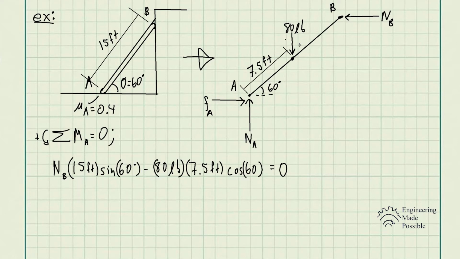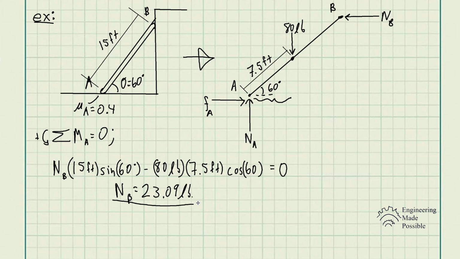Then we have the 80 pounds force also having a moment about point A, but it's negative: negative 80 pounds times 7.5 feet times cosine 60 to get the horizontal distance, which is perpendicular to this force, to get the moment. So now let's solve for the normal force at point B. We have NB being equal to 23.09 pounds.